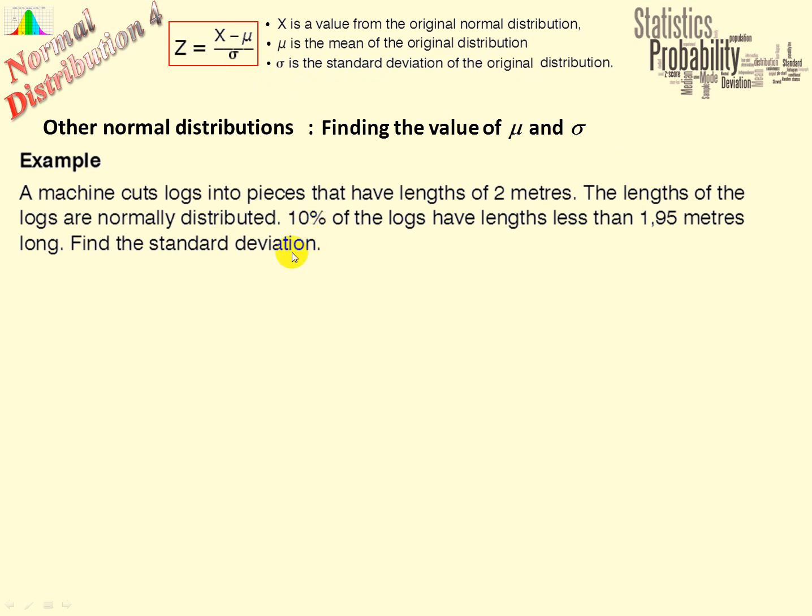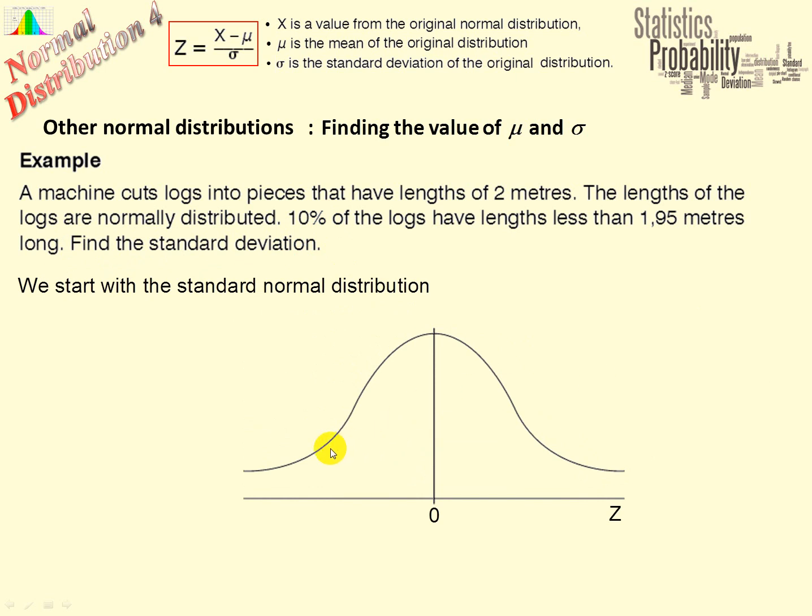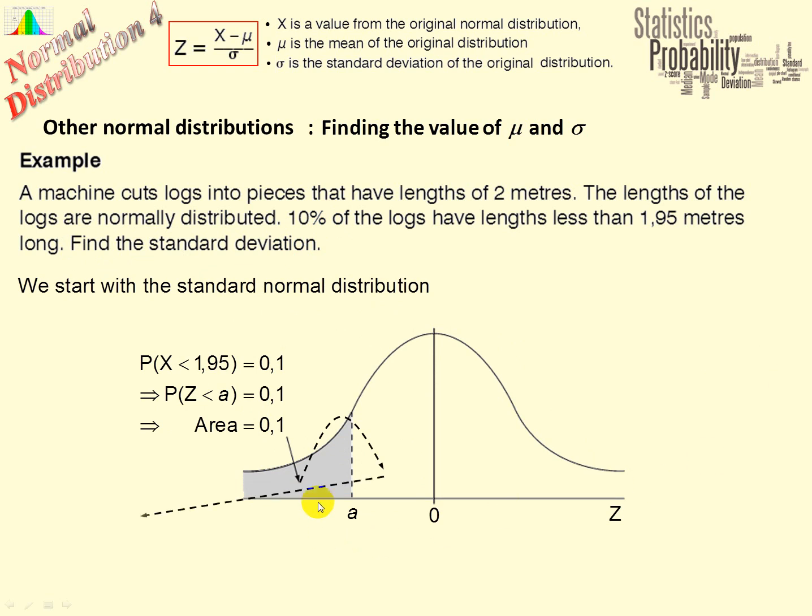Find the standard deviation. Now, if it's 10%, then it's to the left of the normal distribution. It'll be on the left-hand side, and to the left means the area to the left of that value will be 10% or 0.1. So that area is 0.1, which means that area is 0.4, because the area of half the normal distribution is 0.5. Now, the probability that x is less than 1.95 is 0.1.